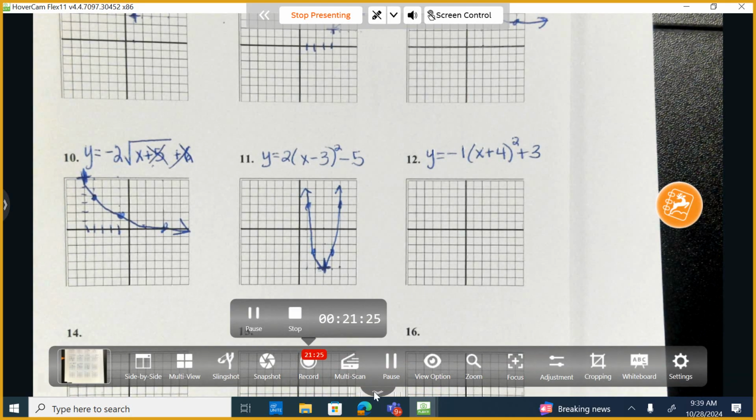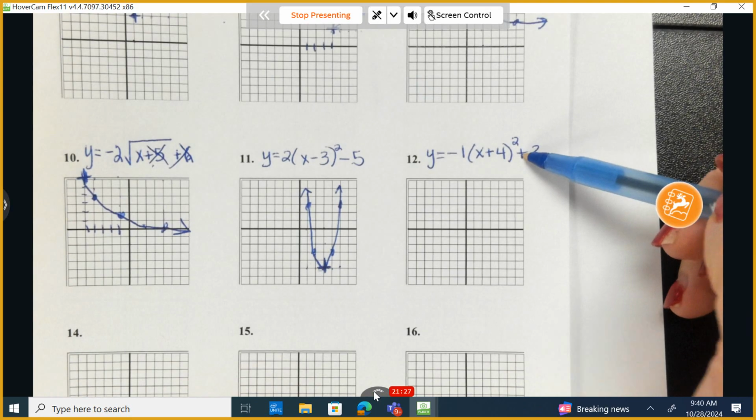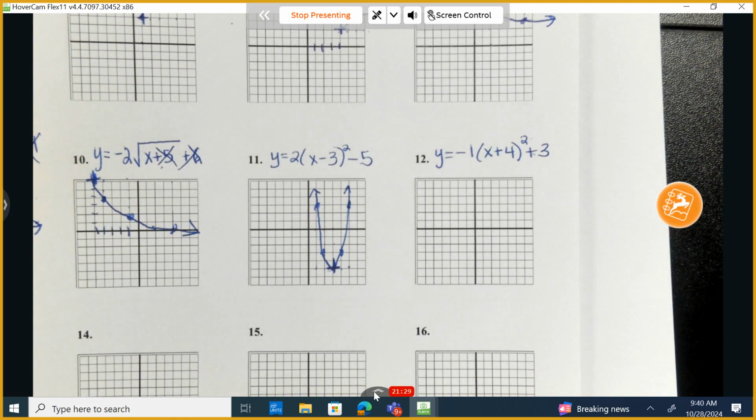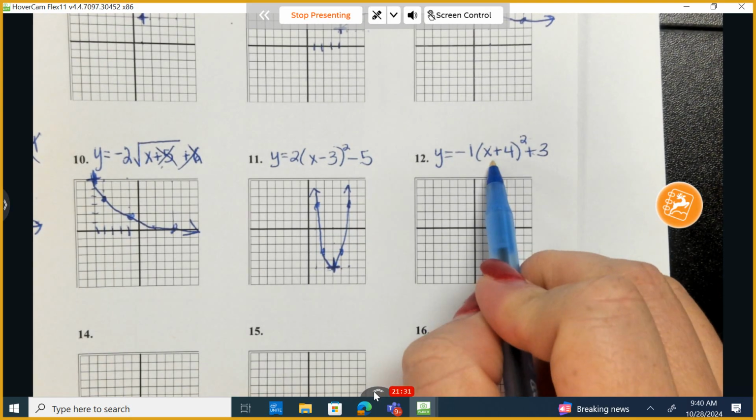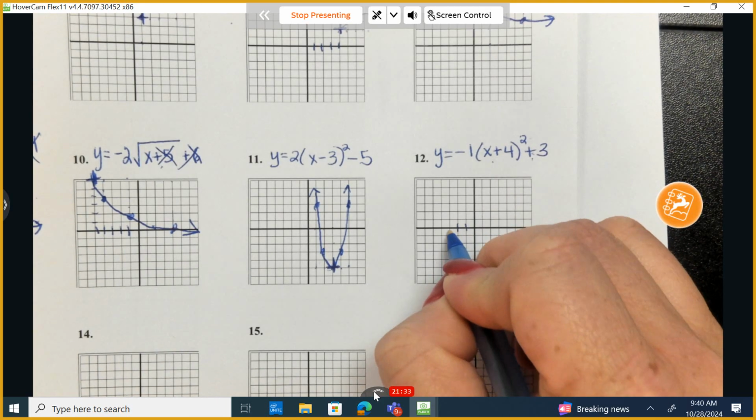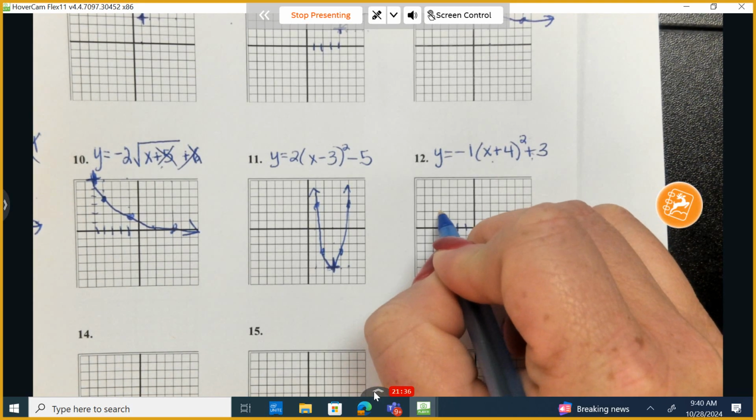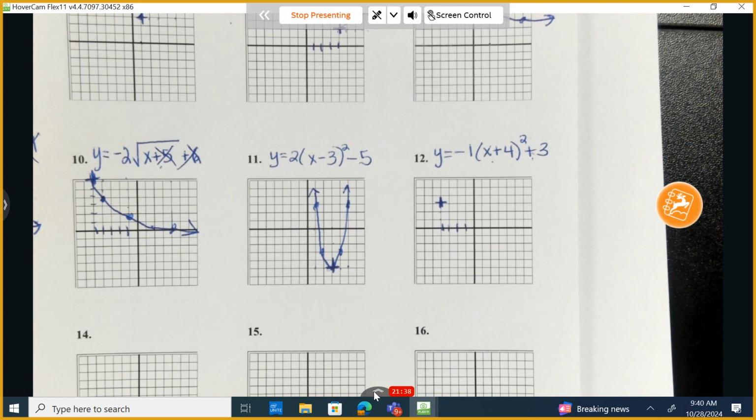So how do I know which function I'm working with? Well, I see the square. The square is right here, so I know I'm working with quadratic. I'm first going to go to the left 4 and up 3. 1, 2, 3, 4, and up 3. 1, 2, and 3. This is going to be where my new bullseye is.